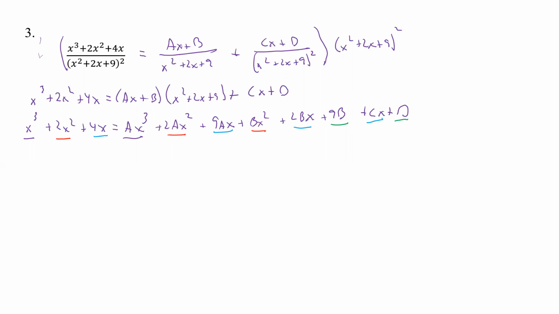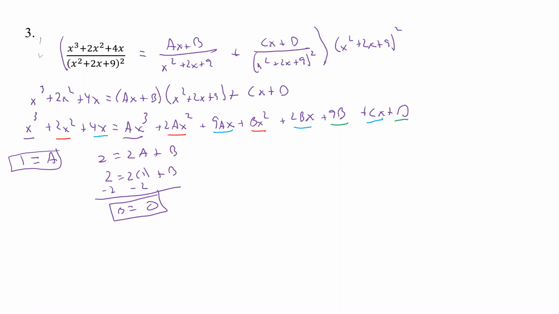All right, so here we had 1 equals a. So we've got that already, so we're done. Now what about the next one? Here we have 2 equals 2a plus b. And we had a is equal to 1, so 2 equals 2 times 1 plus b. Well, 2 times 1 is 2, so subtract 2, b equals 0. All right, that's pretty easy. So now we can go to the next one.